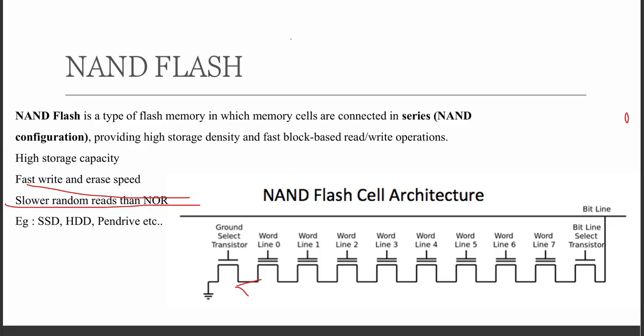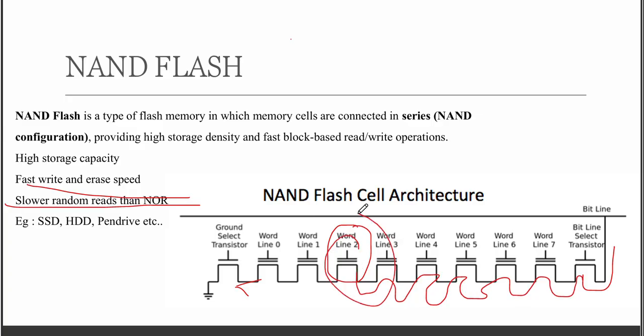Why is it slower? Because I will explain this concept very deeply. If I want to read bit line 2, I need to go through the transistors one by one because they are connected in series. It's not a parallel connection; it's series connected, right? So I need to check one by one. To read the data in bit line 3, I need to check these transistors one by one. After reaching this point, I can check the data stored in bit line 2.